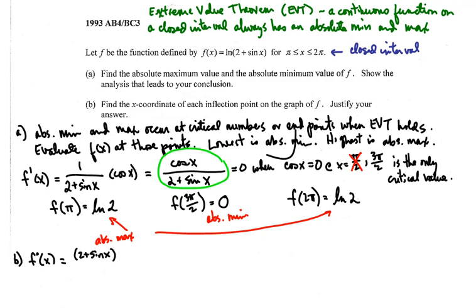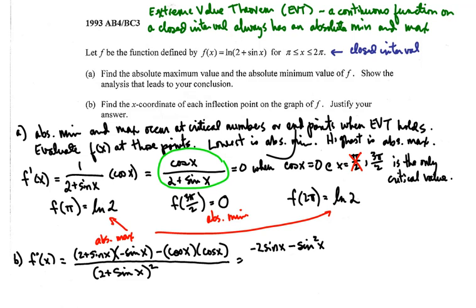And so I have low d high, the derivative of cosine is negative sine, minus high d low, and the derivative of the denominator is just the derivative of sine x, which is cosine x, divided by the denominator squared. Now when I multiply out my numerator, I'm going to get negative 2 sine x minus sine squared x minus cosine squared x, all divided by the quantity 2 plus sine x, squared.